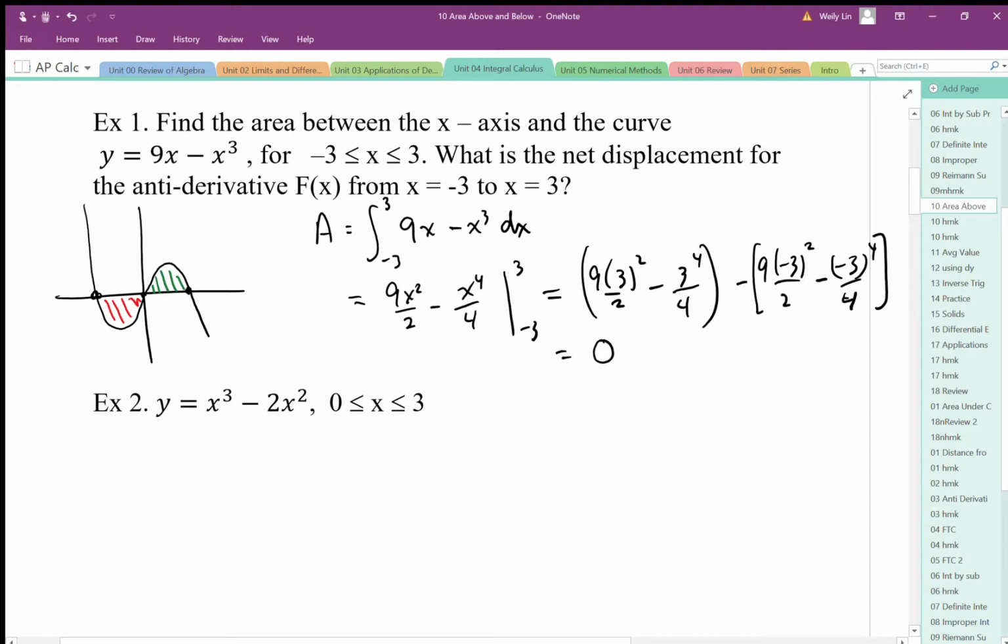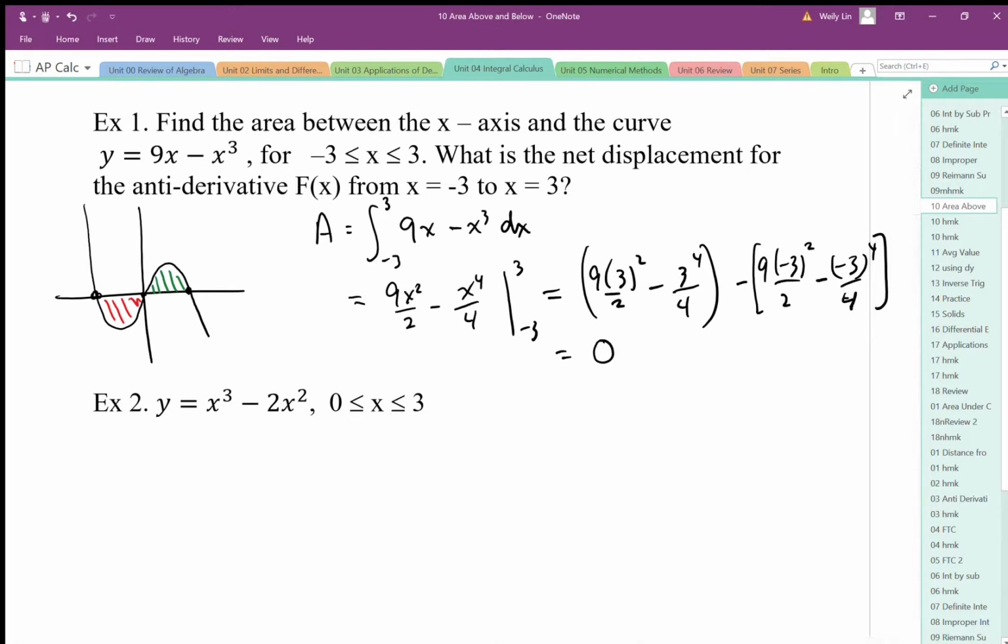So that is the net displacement, or the area when we calculate the area above and the area below. Now, if we wanted to calculate the area, we'd have to split this up because we want this area and this area to be calculated separately, not work against each other or cancel each other out. So it's important to make sure you understand the distinction.